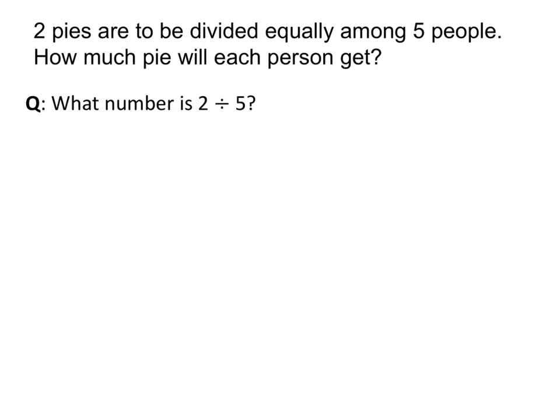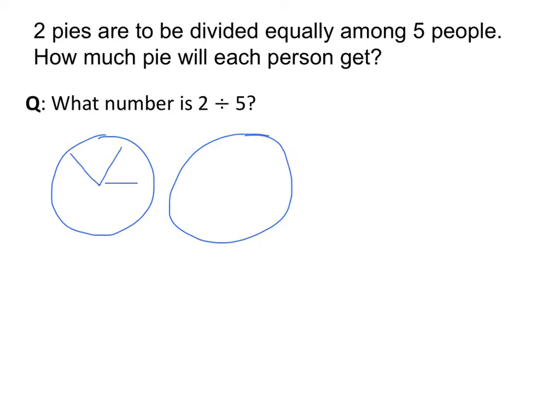Well, to solve this problem, let's try to draw some pictures. And so let's draw our pictures of our 2 pies here. And let's divide each of these pies up into 5 pieces. So I'm going to draw 1, 2, 3, 4, 5 lines there, and then do the same thing over here. So we're going to pretend that all of these pieces are the exact same size. So why did I divide these up into 5 pieces? Well, because I've got 5 people. So now I think, well, how could I distribute these pieces of pie among the 5 people?